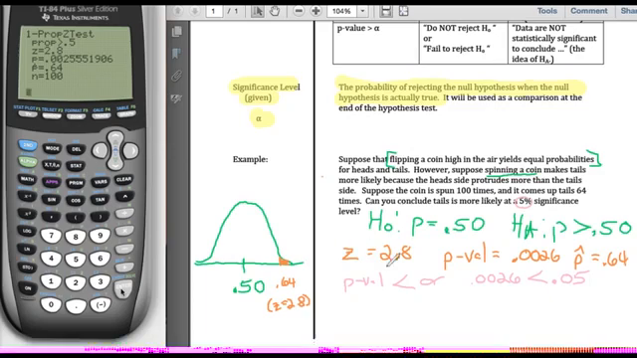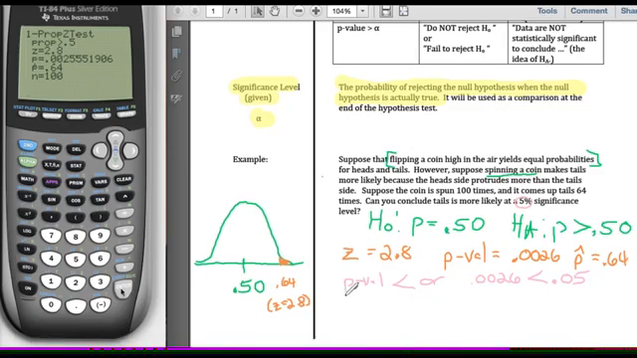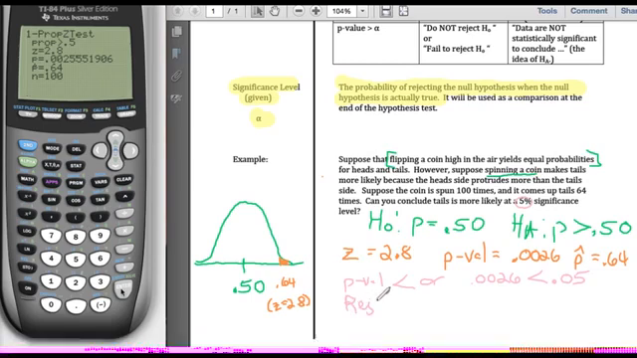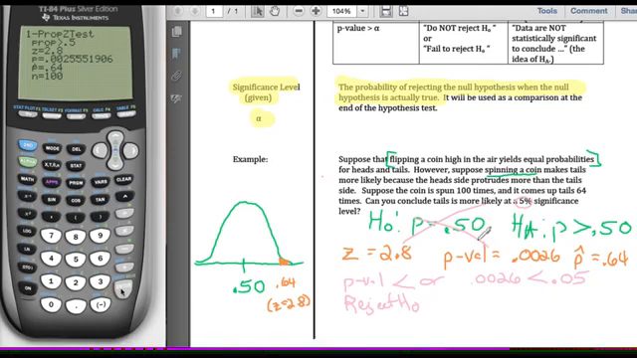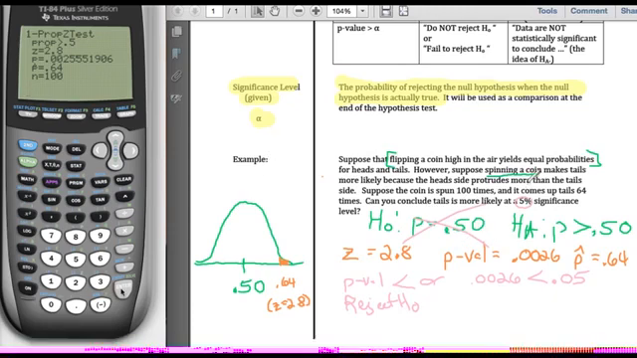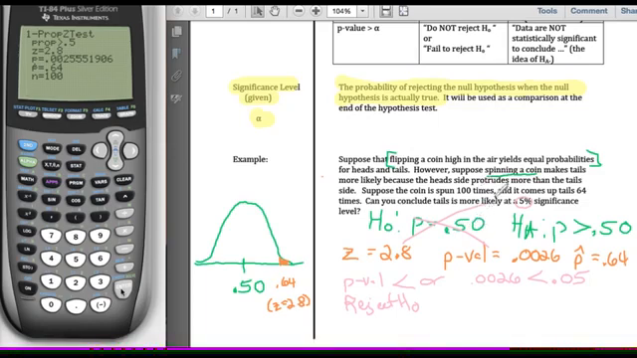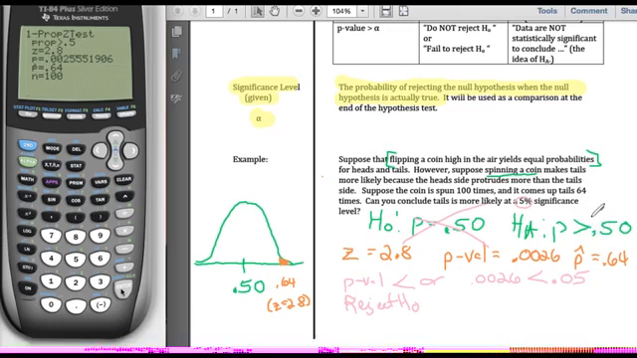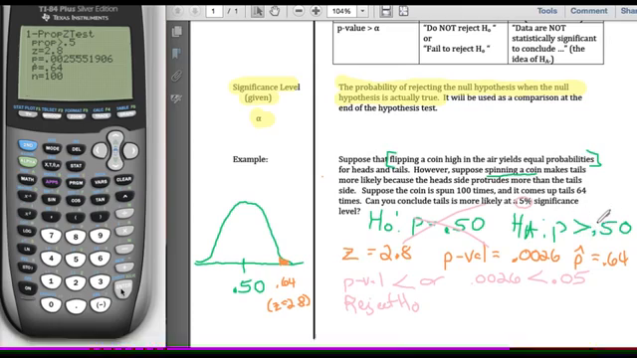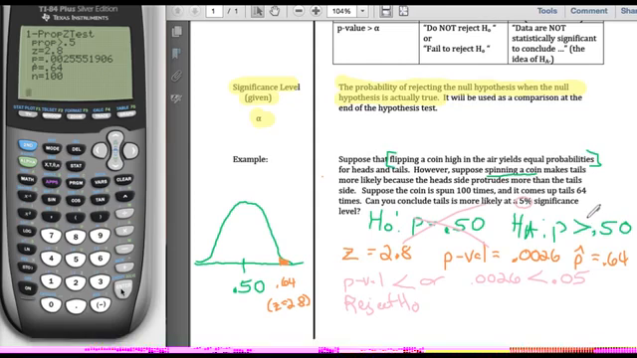So because of this, because the p-value is less than alpha from the table above, I reject H0. I'm throwing out this idea. I don't think that spinning a coin is going to give me 50-50 odds for heads and tails. Instead, I think it is actually going to be greater than 50% for tails.